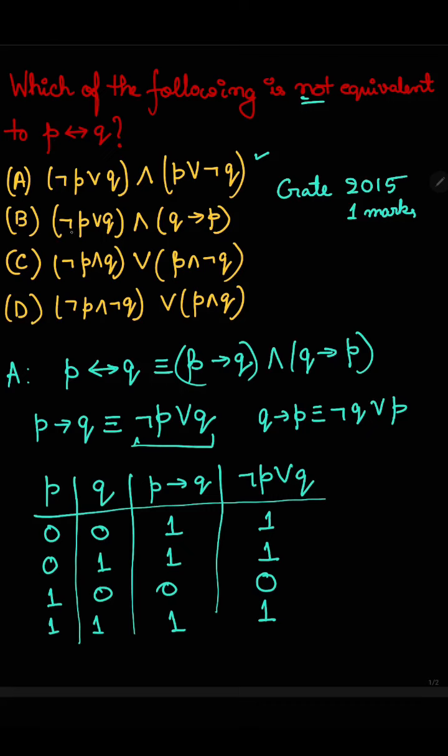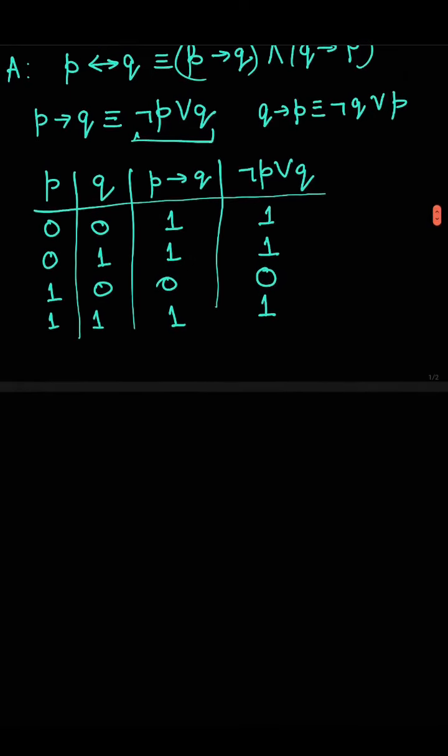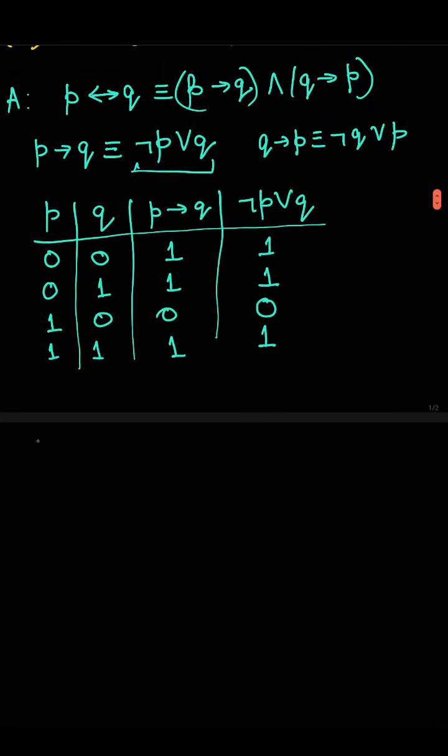For the second option, the first term is the same, and the second term you can directly keep as Q implies P. So in the first term, P implies Q is replaced by not P or Q, and the second term is kept as it is. So this is also equivalent. Now for the third and the fourth one, what we need to do is, if we substitute the equivalent expressions, you have not P or Q and not Q or P.